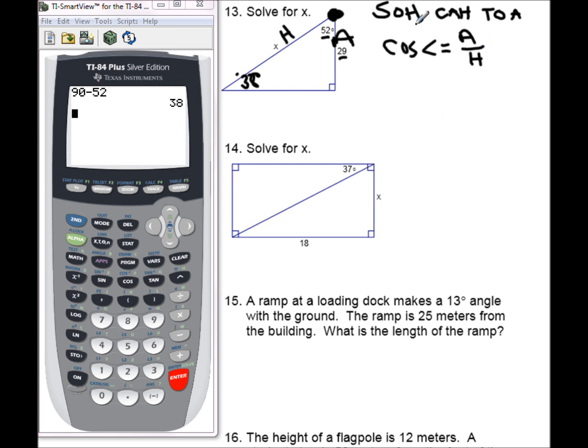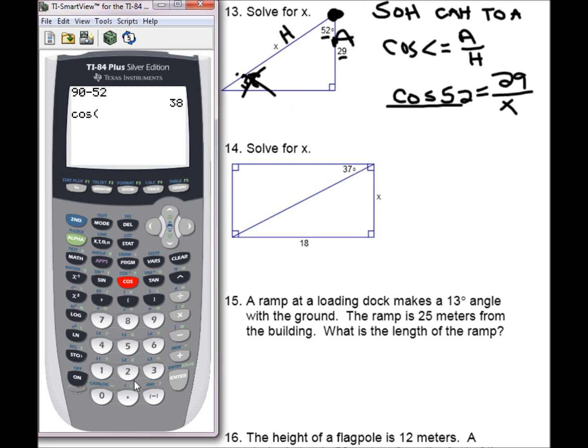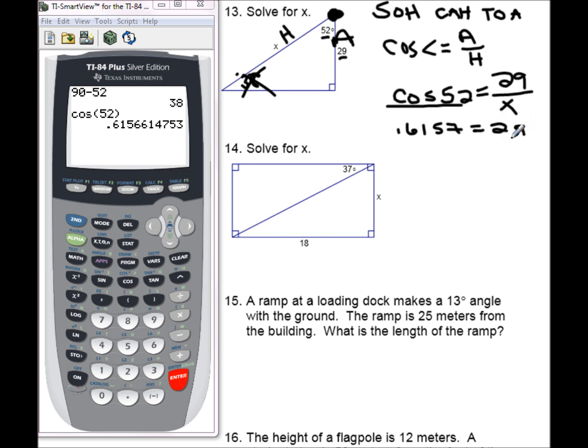Now I fill in the blanks. The angle measure is 52, because we didn't use the 38. And that equals our adjacent side, which is 29, over x. Okay, we're going to first figure out what the cosine of 52 is. Cosine of 52 is equal to, we want 4 digits, 0.6157. And that equals 29 over x.